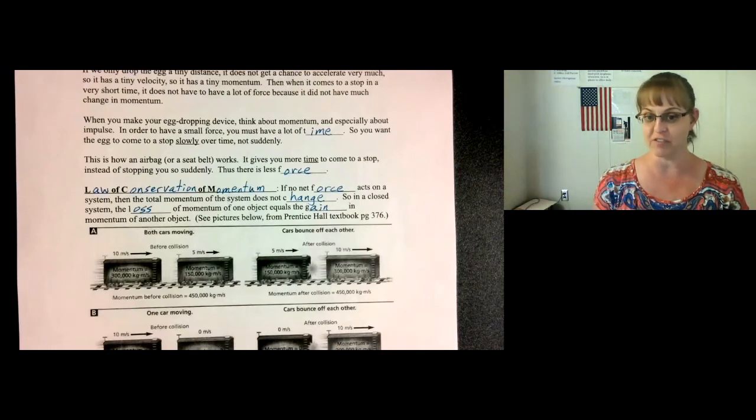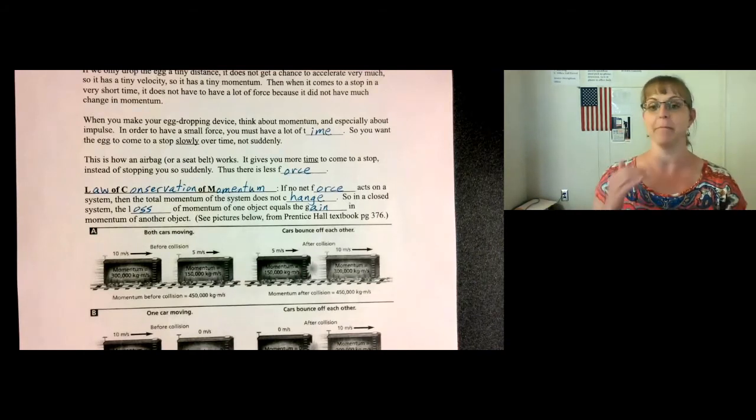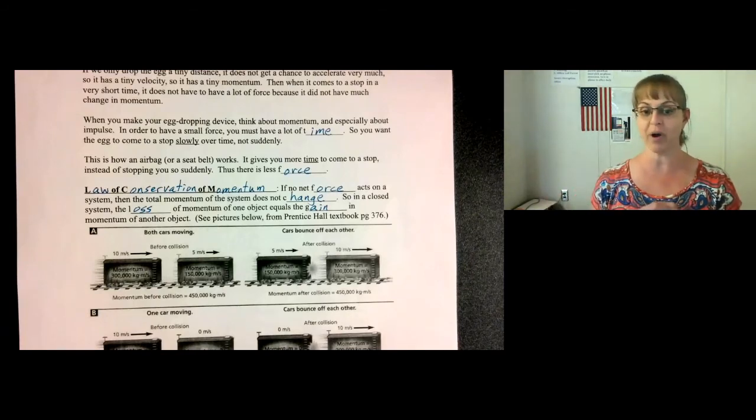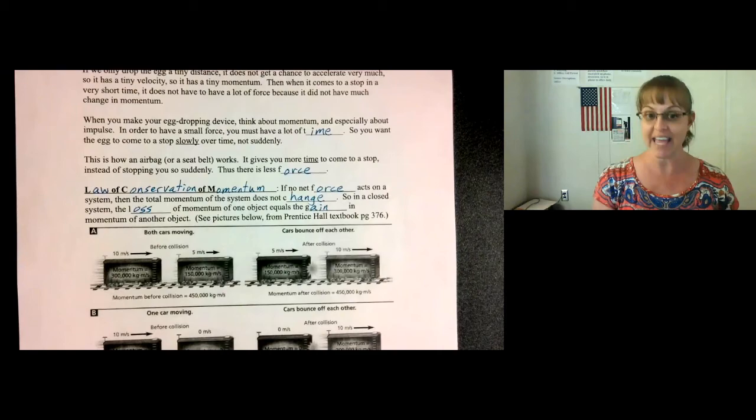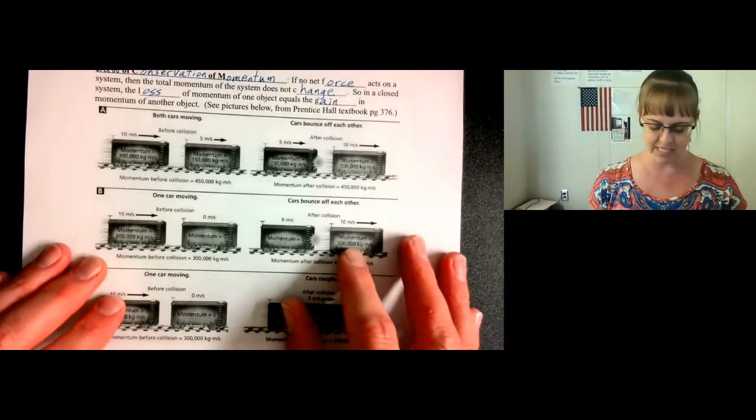Next, we're going to talk about the law of conservation of momentum. Momentum is conserved. If no net force acts on a system, then the total momentum does not change. So, if there aren't any outside forces, momentum stays the same. So the loss of momentum of one part of a system equals the gain in momentum of another part of a system.